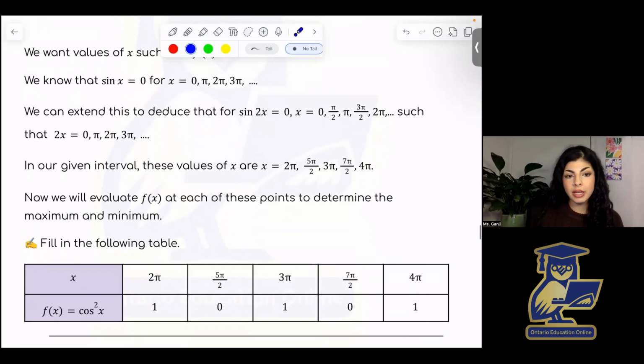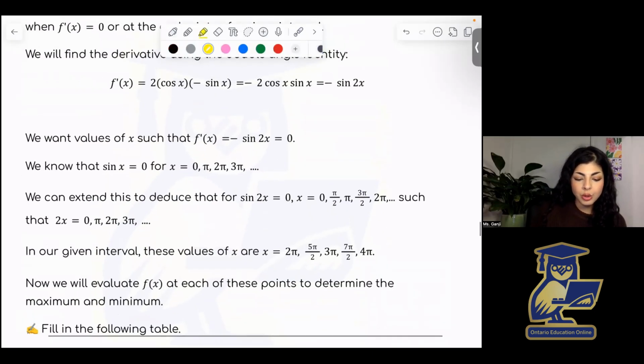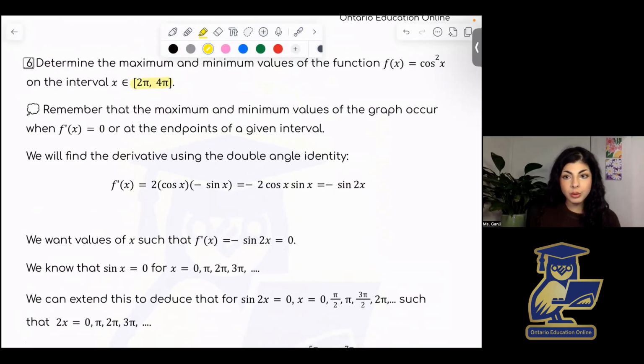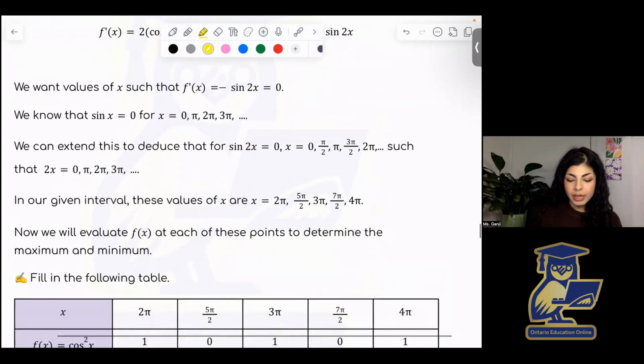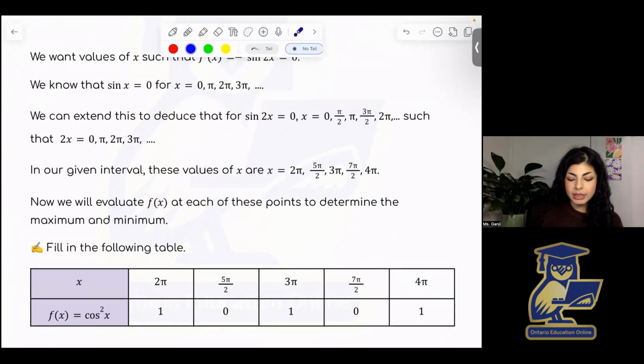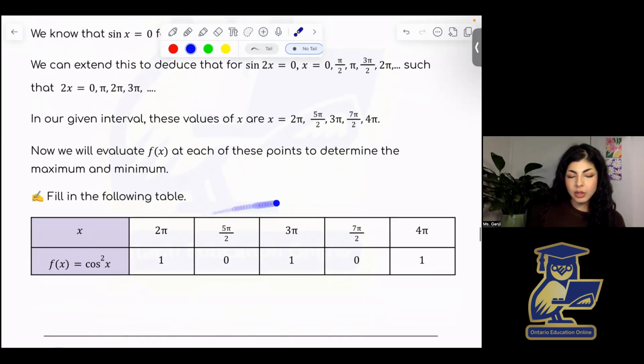Now, in our given interval, we don't have all of these values. Remember, our interval was 2 pi and 4 pi inclusive. So really, the values of x that we're considering are 2 pi, 5 pi over 2, 3 pi, 7 pi over 2, and finally 4 pi. And now you can try this on your own, but I've done it here for you.